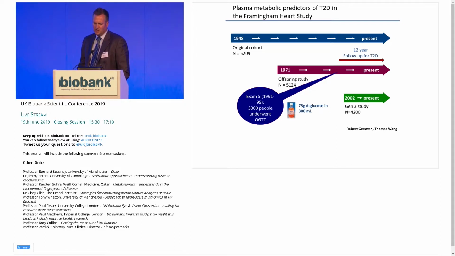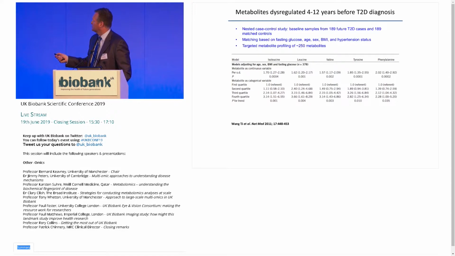So the initial study was a nested case control study where we had baseline samples from 189 future type 2 diabetes cases and controls that were matched based on fasting glucose, age, sex, BMI, and hypertension status. And at the time, we were using a targeted platform measuring about 250 metabolites. And what we found was that the branched chain amino acids, isoleucine, leucine, and valine, as well as 2 aromatic amino acids, tyrosine and phenylalanine, were elevated in plasma of these incident cases up to 4 to 12 years before diagnosis of type 2 diabetes.